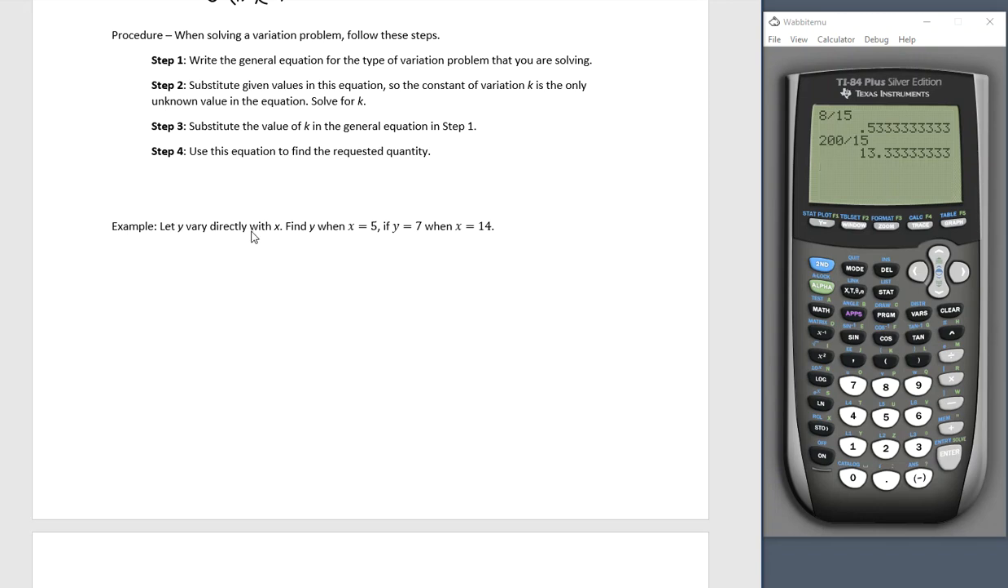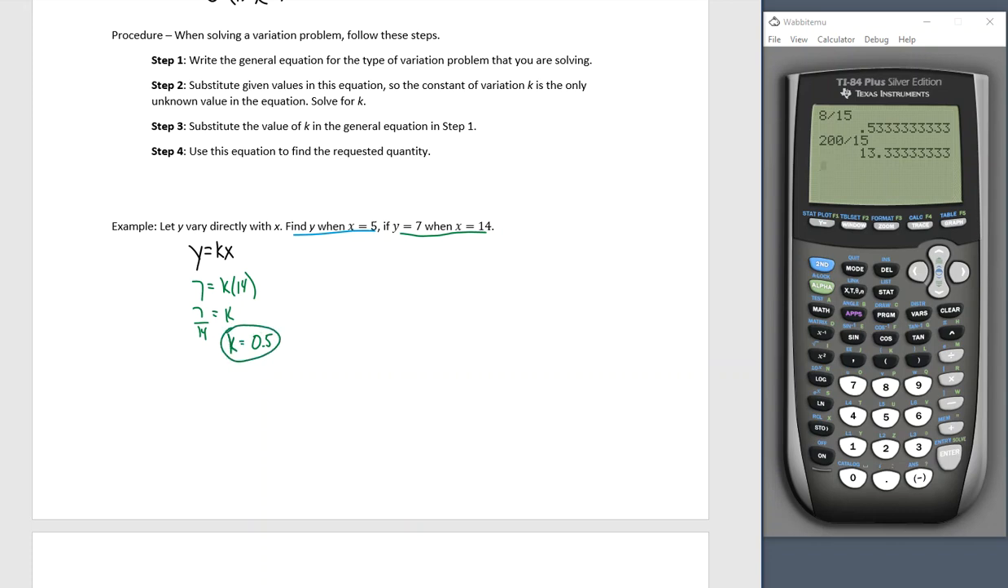Here we go. Let y vary directly with x. So that tells us y equals kx. Find y when x equals 5 if y equals 7 when x is 14. So this is what we want to find. Y is 7 when x is 14. Let's underline that in green so we can see where it came from. 7/14, k is a half. Fraction would be great, but this is a terminating decimal, and I'm going to use a calculator. I'd rather use my k here.